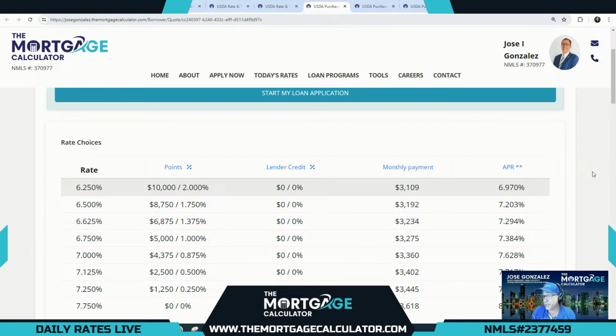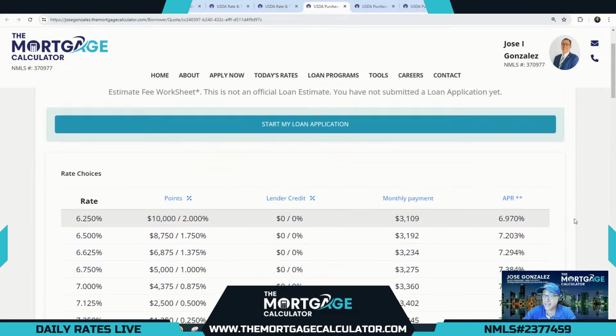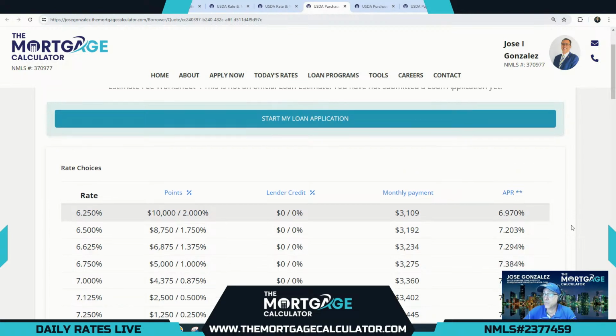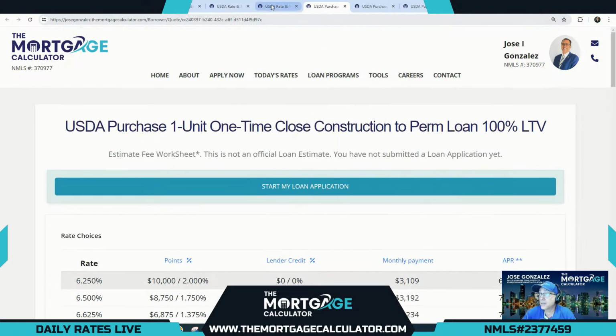It's permanently affixed to the land. An affidavit of a fixture is then issued, making it official that that mobile home has now transitioned to be a manufactured home with a folio number and real property attached to it. Now, this is possible for 1-unit properties only. Again, 7.75 is our lowest cost option with a little bit of a lender credit, and you can buy that down to 6.25% at a cost of 2 points for a one-time close manufactured home loan for USDA.